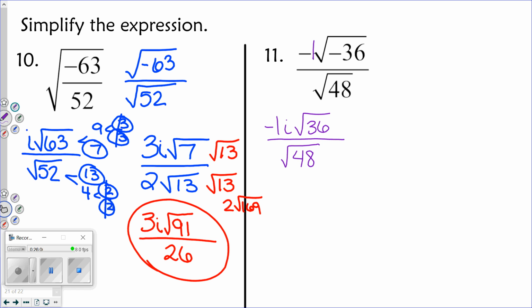All right, number 11. So we pulled out the i. Well, where do we go from there? So simplify my radicals. Square root of 36. So what do I have on the top? Negative 6i.